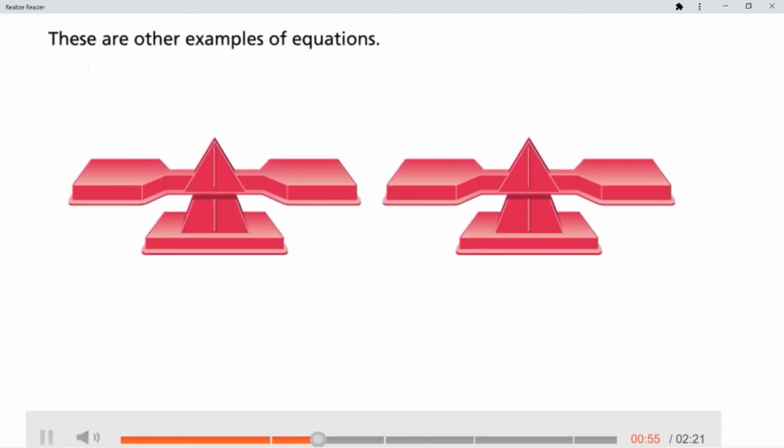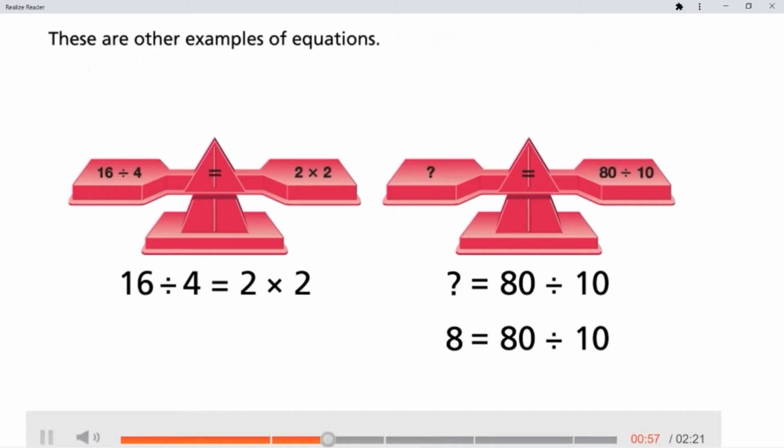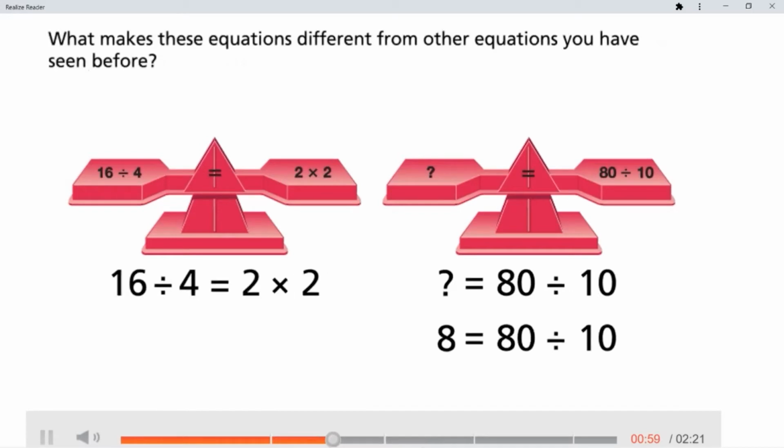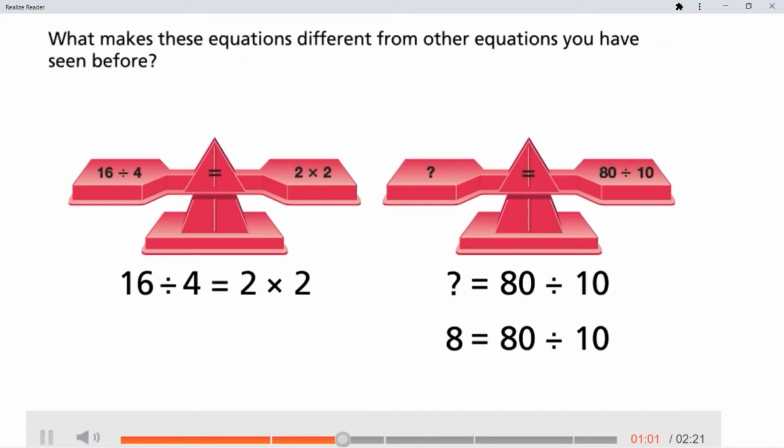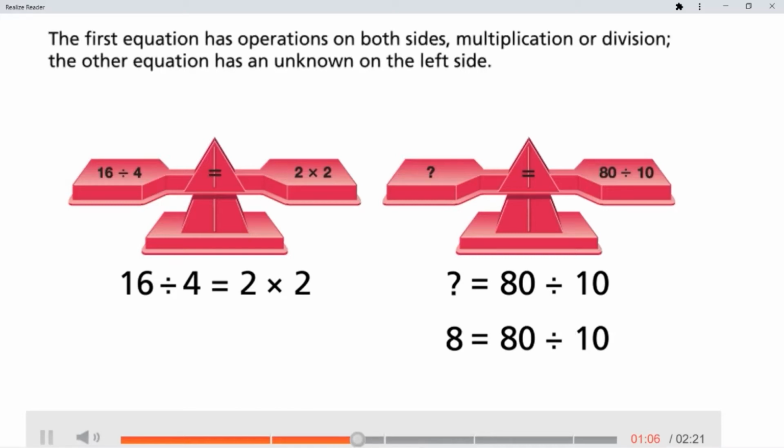These are other examples of equations. What makes these equations different from other equations you have seen before? The first equation has operations on both sides, multiplication or division. The other equation has an unknown on the left side.